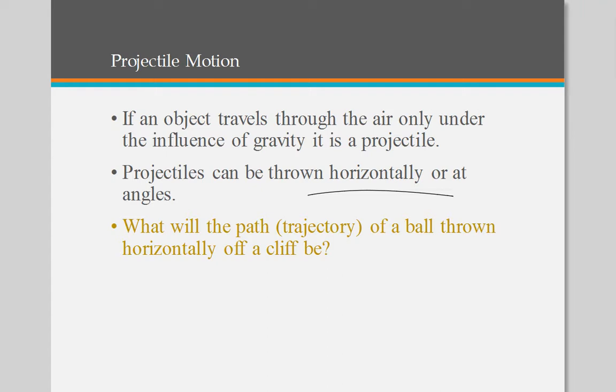So what will the path of a ball thrown horizontally off a cliff be? We're looking for this word here, parabolic. So it looks like this, just like I have on the whiteboard. And there's more pictures to come that will do it better justice. But basically, you're looking for parabolic.